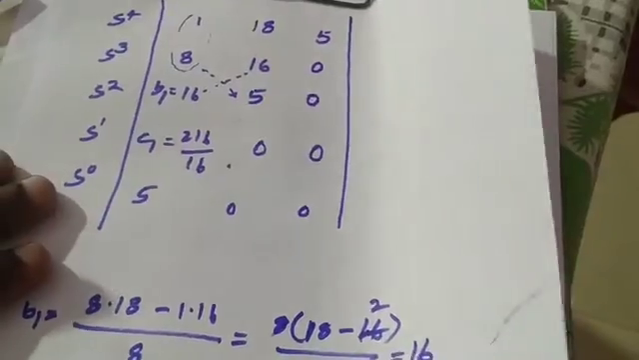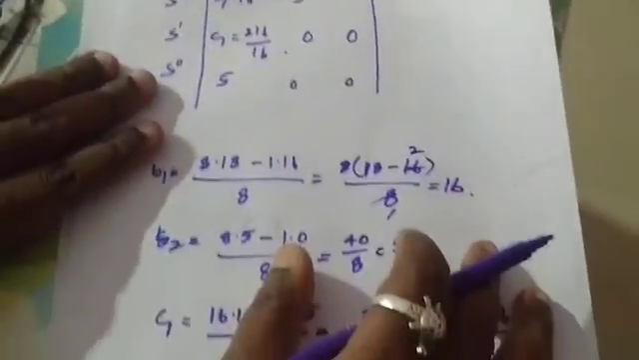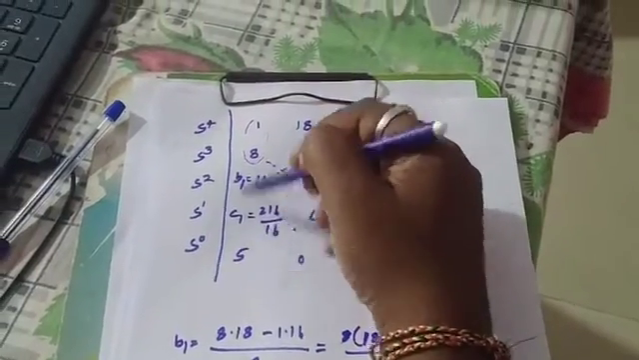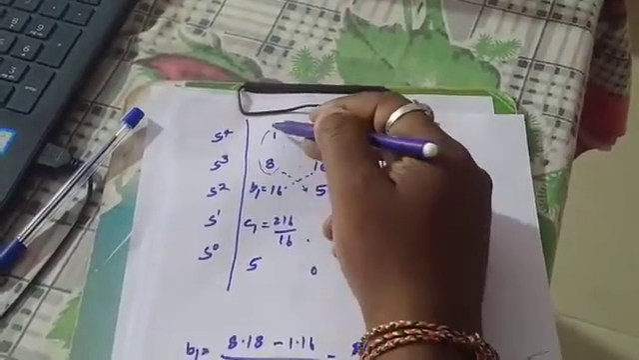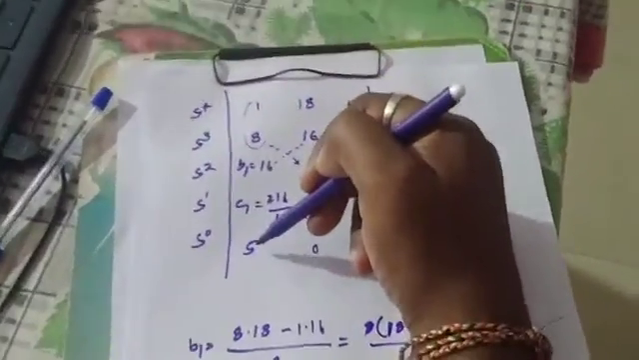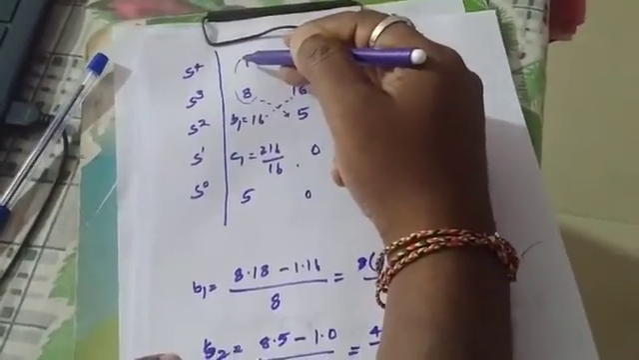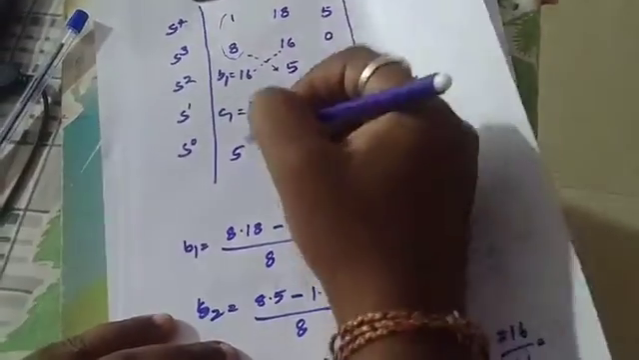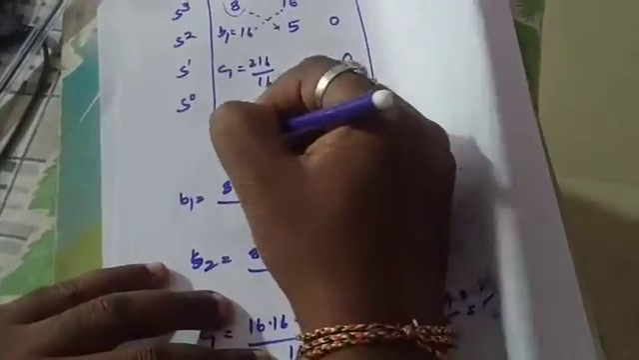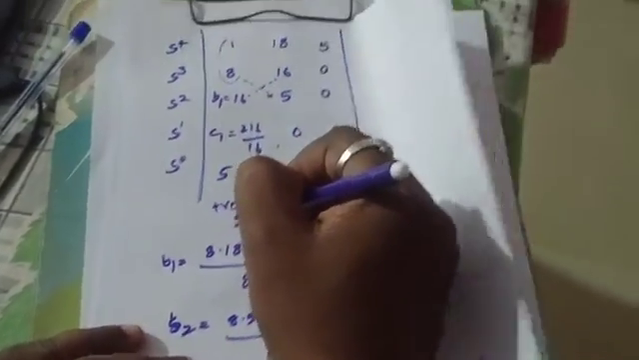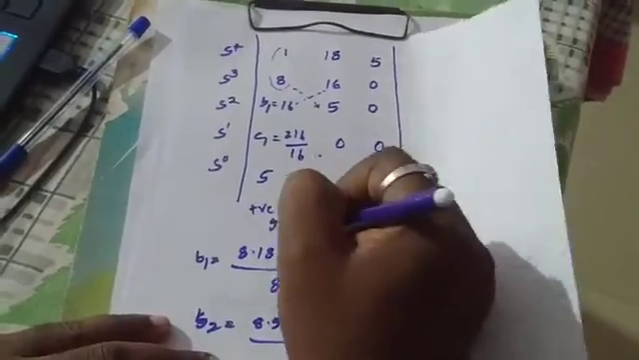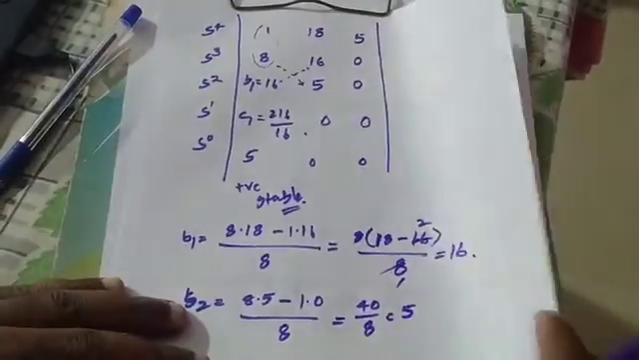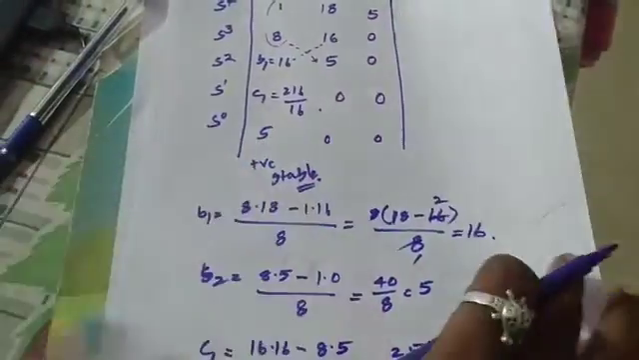After forming this tabulation, what you have to do? You check the first column, whether all the signs are positive or not. According to the Routh-Hurwitz condition, the first column elements of this Routh tabulation must be positive. Here all the coefficients are positive, so your system is stable. Like this you have to find the stability of the system.